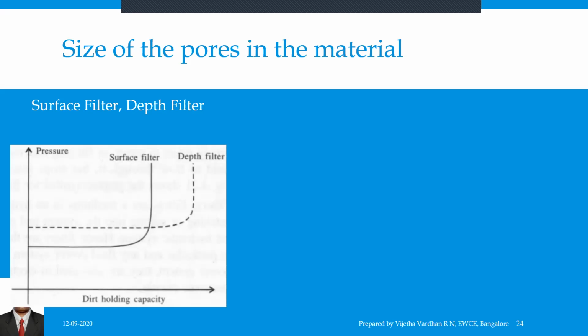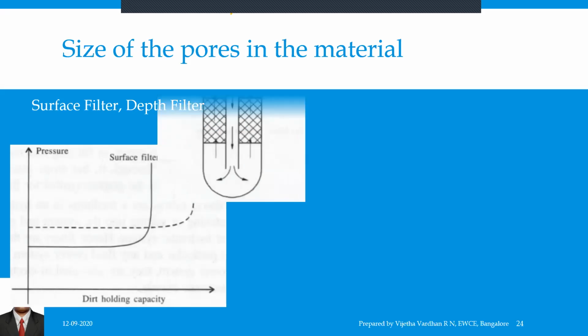The example is the strainer. Coming to depth filters, depth filters contain a thick wall filter medium that arrests undesirable foreign particles. Much more foreign particles are arrested and the capacity is much higher than the surface filters. The figure shows the dirt holding capacity of the surface as well as depth filters against the pressure.